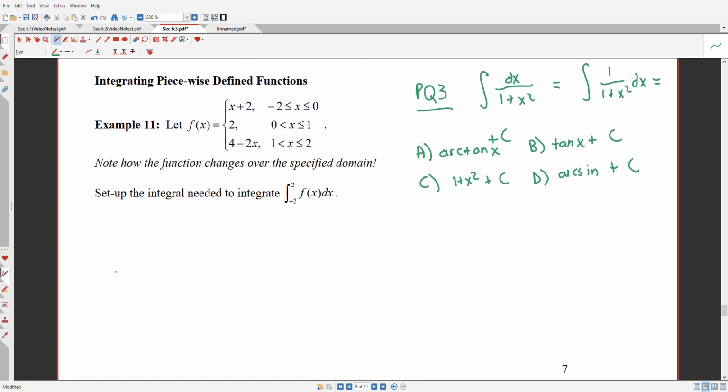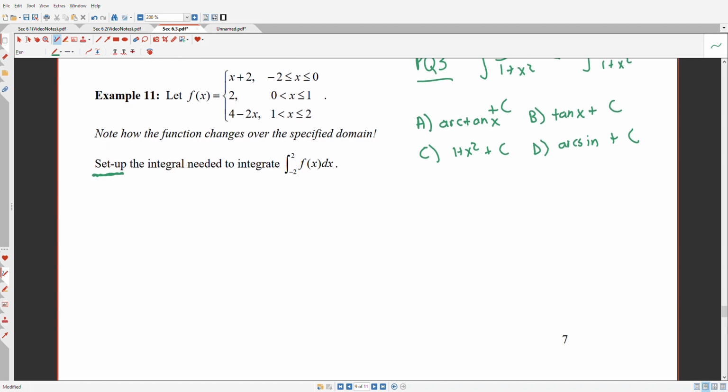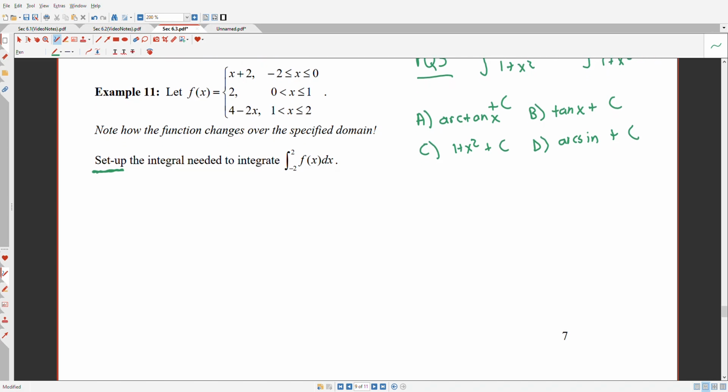Okay, let's try example 11. It says, let f of x be a piecewise function. Let's set up, we don't necessarily have to actually evaluate it, but let's set up the integral needed to compute this definite integral from -2 to 2 of f of x. So here's the thing, right? This is really just having us practice with piecewise functions. In our integral, x is switching values. It's sliding through -2 to 2.